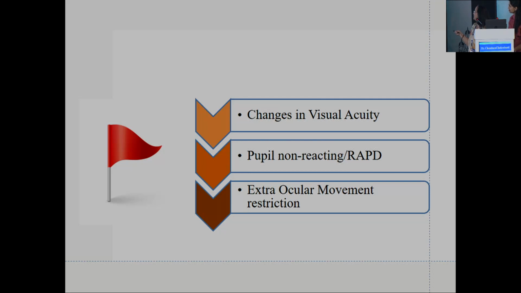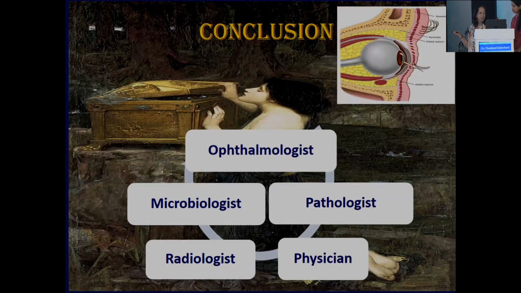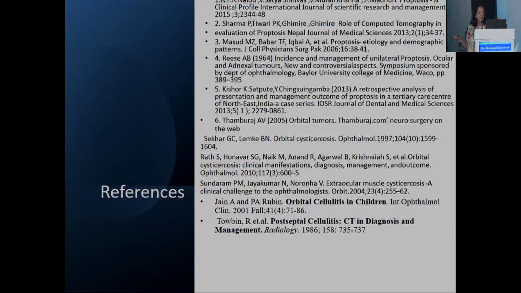So changes in visual acuity are the red flags. And remember that the orbit is actually a Pandora's box. Anything can come out finally. So keep a good rapport with all the multi-speciality departments and your friends. So these are my references.